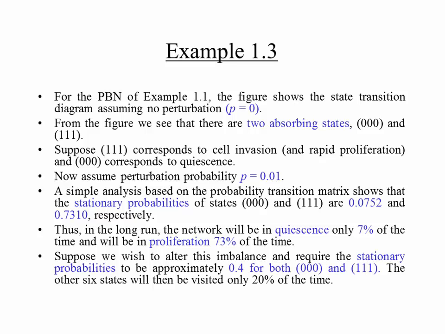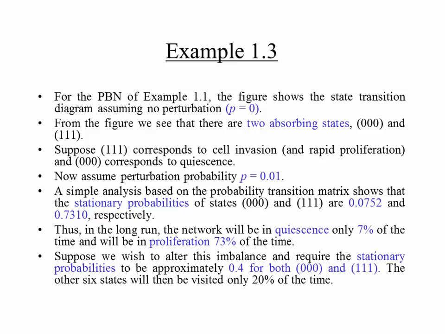Let me get to that example. In this particular example, with no perturbation, we had the state transition diagram. Then we put in a small perturbation probability 0.01, so that all states communicate. I can calculate the steady state distribution, and I showed you in that vector that for state 000 it was 0.07, and for 111, which is a bad state, it's pretty high. So in the long run, the network will be in this good state, which corresponds to quiescence, only 7% of the time. It will be in proliferation 73% of the time. That's not good. We want to alter that.